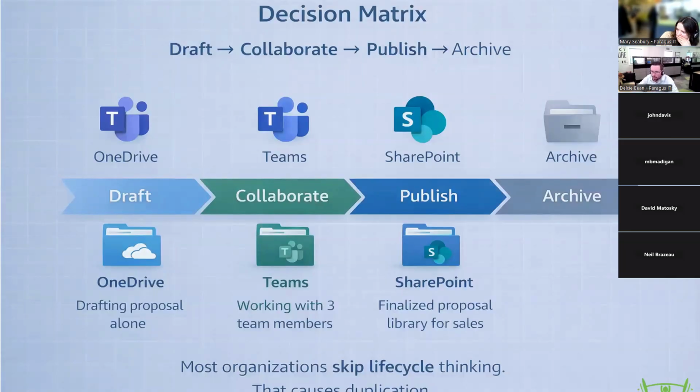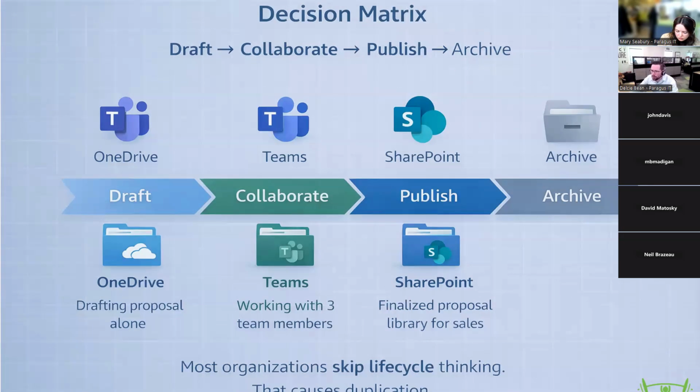So now let's take a look at the decision matrix. Storage decisions should follow the life cycle of the document, not just convenience in the moment. Many organizations struggle with duplication because they don't think about where a file should live at each stage of its life. Instead, documents get created wherever someone happens to be working when they create them, and sometimes they stay there permanently. Other times they get moved and dragged around in lots of different places, often with multiple copies being created along the way. A much better approach is what we call life cycle thinking.